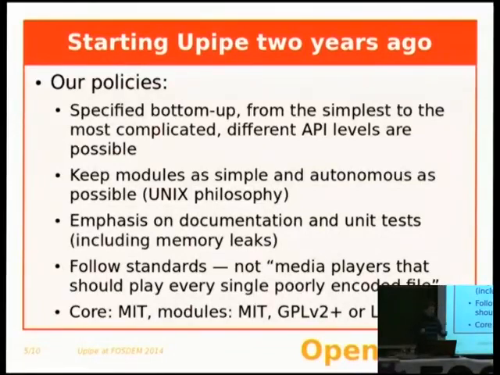And then we build on top of that layers of APIs, and so different levels of APIs are possible with Upipe. You can talk to the lower level API, which we currently mostly use, but you can imagine a higher level of APIs as well. We try to keep modules as simple and autonomous as possible. That's the Unix philosophy. And that allows us to do very intensive unit tests, including checking for memory leaks with Valgrind. All our code goes through Valgrind.